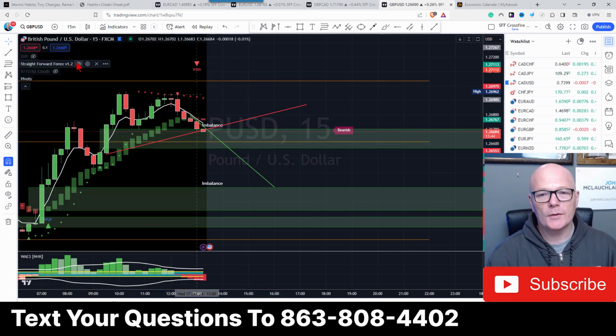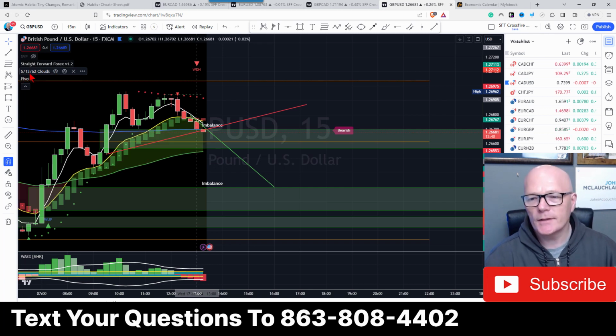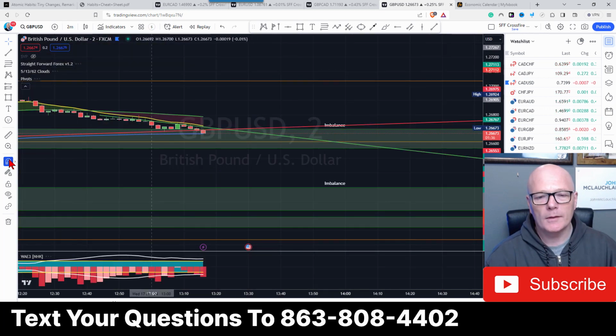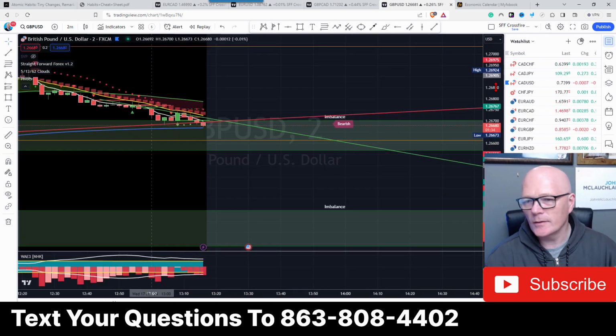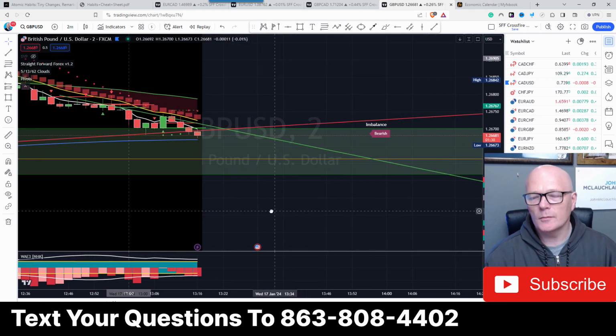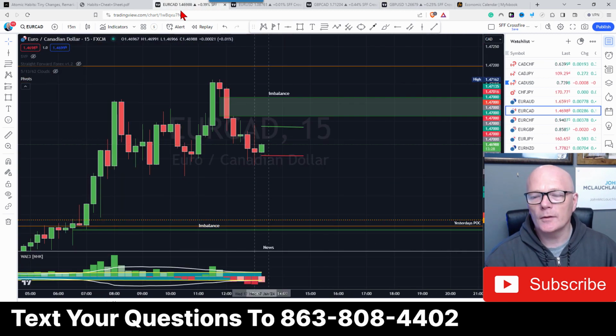Okay, so I'm going to put the straightforward Forex indicator back on. I'm going to put my 5, 13 and 62 clouds back on. And I'm going to put it on the 2-minute time frame. And I'm going to take off my magnet indicator because it can mess with a few things. All right, that's us. We're ready and set up. Okay, next one, EuroCAD.